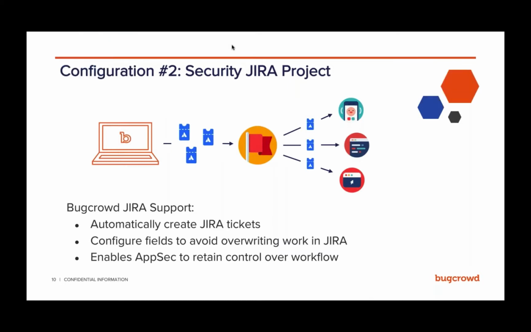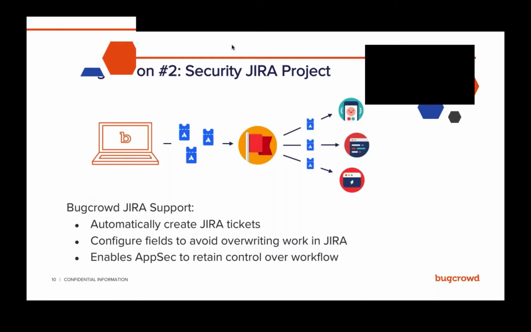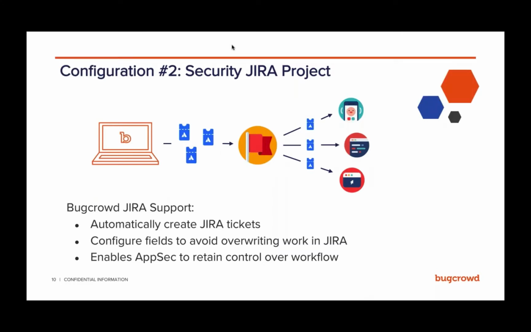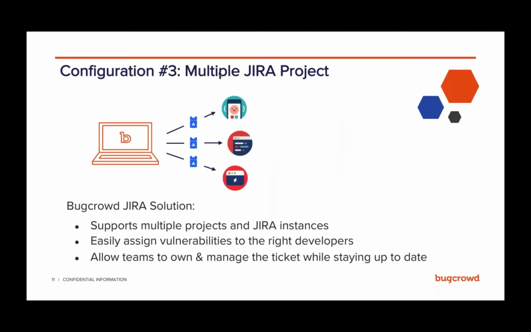But what you don't want is, when that submission is updated in Crowdcontrol, for that information to overwrite the edits that you made in Jira. And so there's a configuration setting in our Jira integration that I'll show you in our demo that will enable you to hold the data integrity of that field in particular so that it doesn't get overwritten. And lastly, like I said, you'll be able to retain control. So with that being said, I want to move on to the third configuration, which is the multiple Jira project.